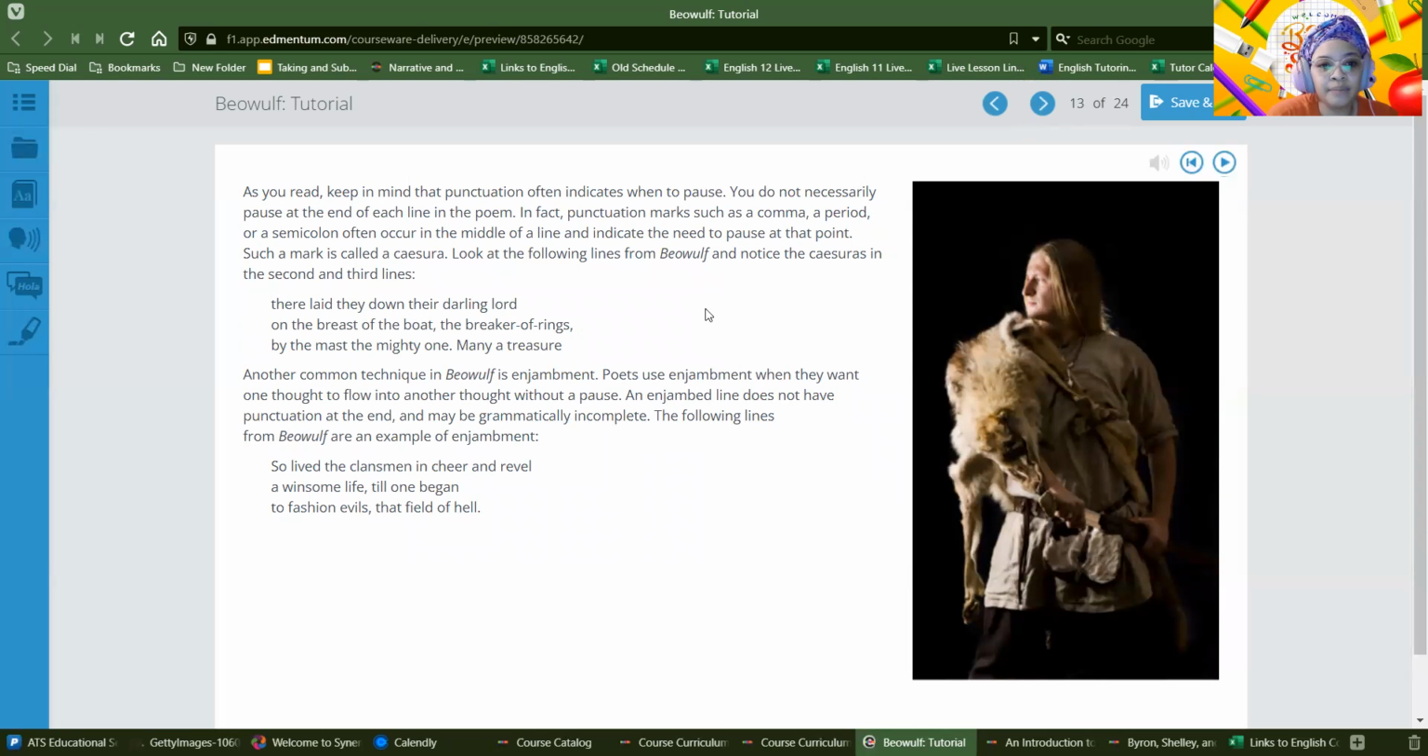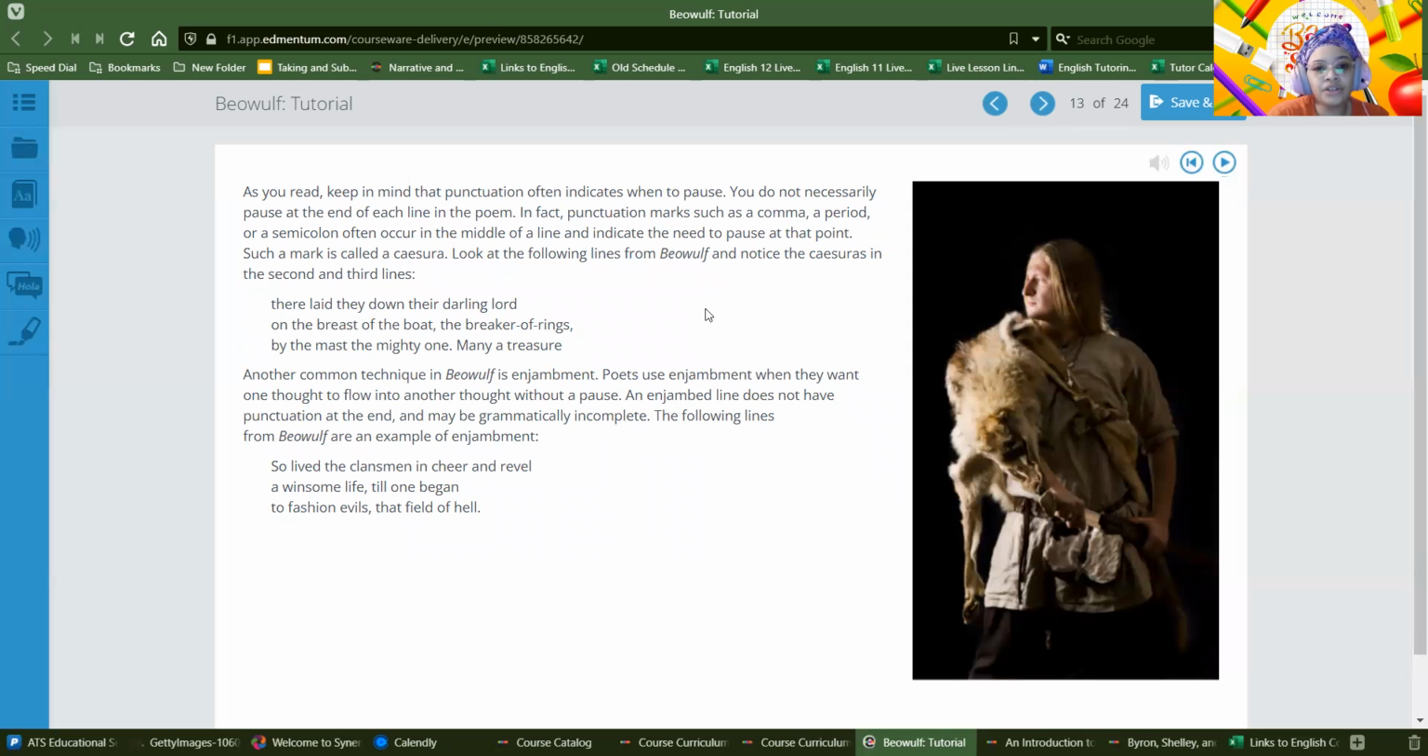And then at the bottom, we talk about enjambment. So enjambment is when you want one thought to flow into another without a pause by breaking it up. So this is the part where you actually choose to break up a line in a poem. When you go to the next line without finishing the sentence, that's enjambment.